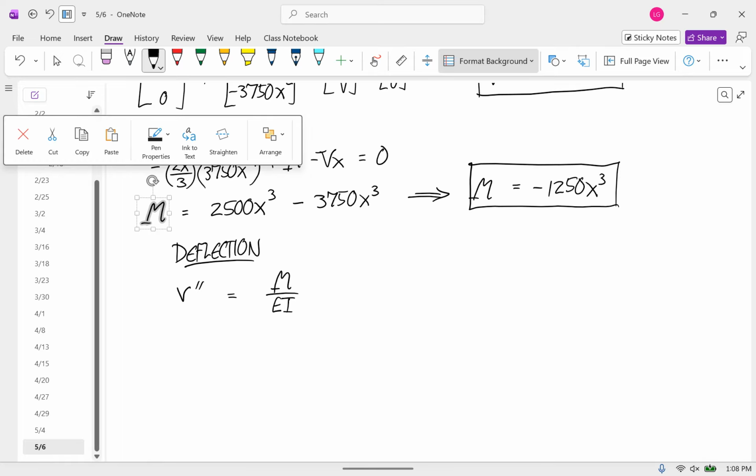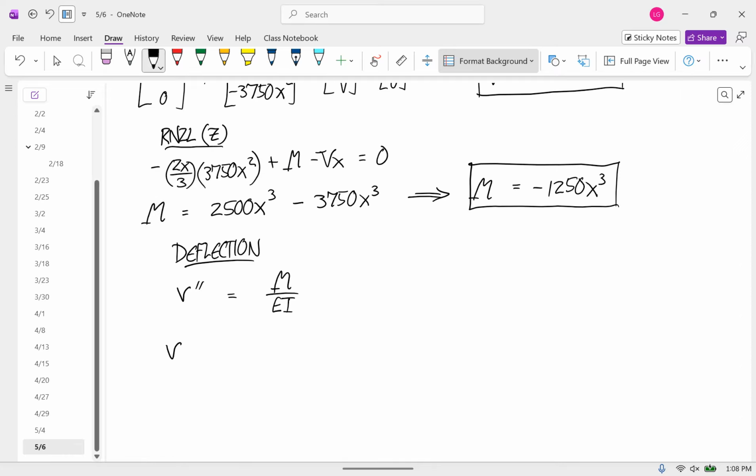Okay, so we'll go through this. We got that V prime is equal to 1 over EI times the quantity. So integrate this once, and you get 1,250 over 4. So negative 1.4109 times 10 to the 6. That doesn't make any sense.